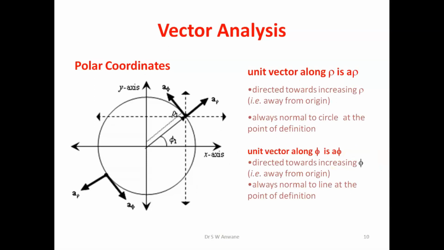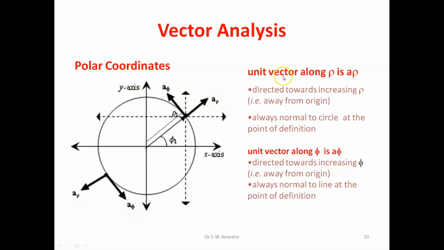Now as regards unit vectors in the polar coordinate system, it is not as simple as in the Cartesian coordinate system. In Cartesian coordinates, we have a unit vector along the x-axis directed towards increasing x, and it is perpendicular to all lines x equal to constant. So the unit vector along the x-axis is directed perpendicular to that, and similar is the case for the y-axis. The unit vector along the y-axis is directed towards increasing y and perpendicular to any line y equal to constant.